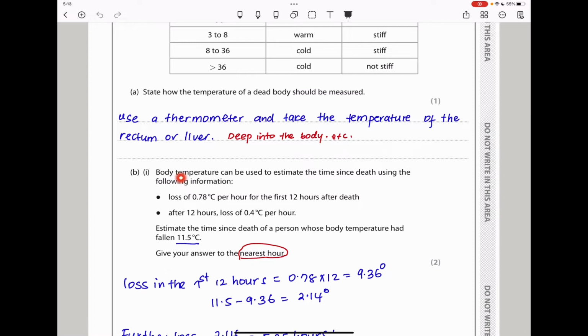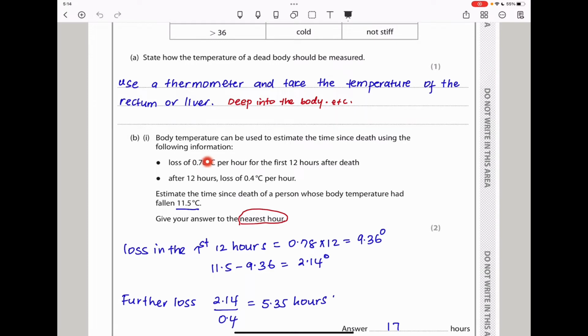So here the next part says the body temperature can be used to estimate the time since death using the following information. Loss of 0.78 degrees Celsius per hour for the first 12 hours after death, and after 12 hours, a loss of 0.4 degrees Celsius per hour. Estimate the time since death of a person whose body temperature had fallen 11.5 degrees. So remember, for the first 12 hours we have this, and after 12 hours it's going to be dropping by that per hour.